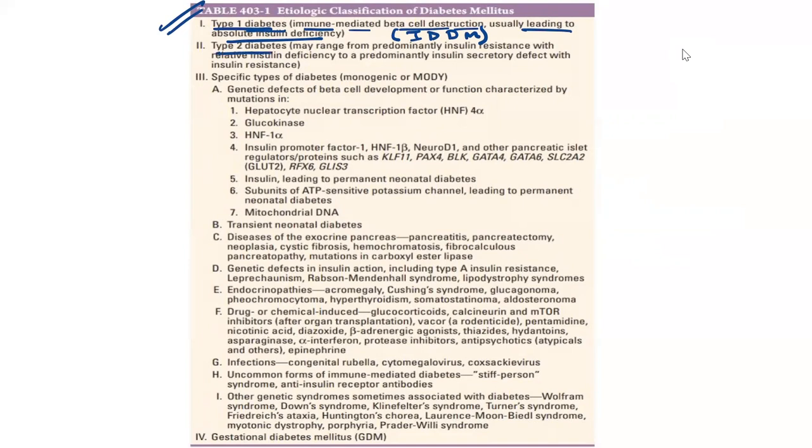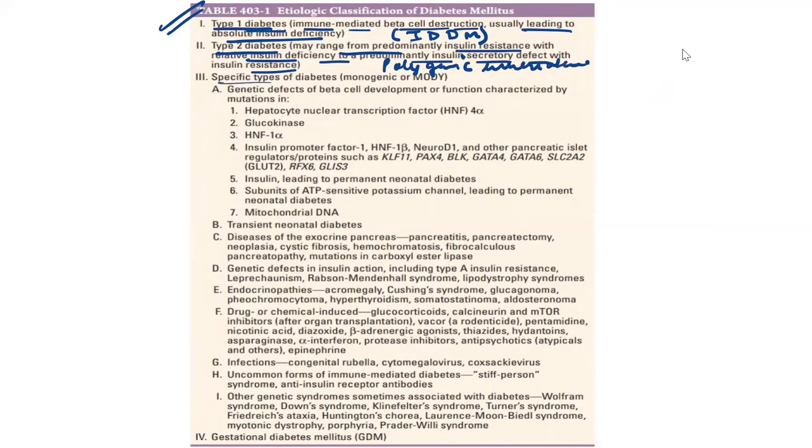Then we have type 2 diabetes. It may range from predominantly insulin resistance with relative insulin deficiency to a predominantly insulin secretory defect with insulin resistance. And it is the most common type of diabetes, and it has polygenic inheritance. Clear?